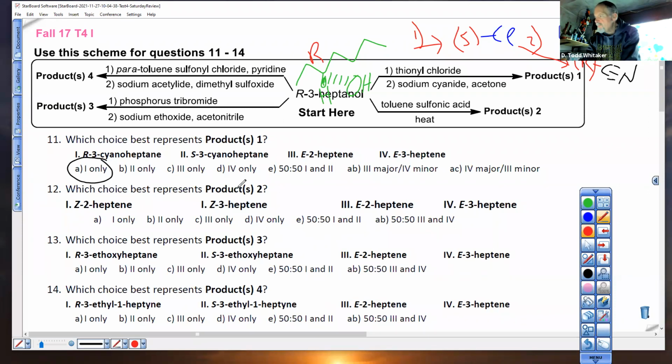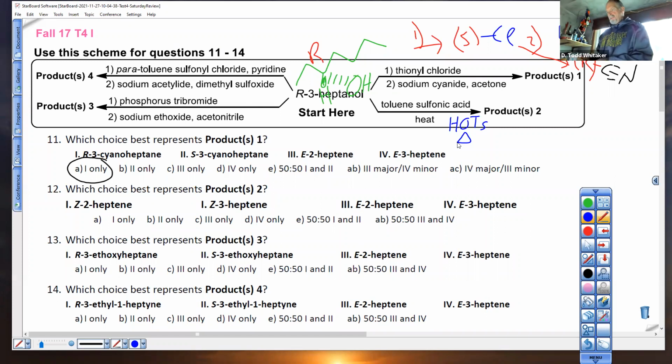Which choice represents product 2? This is hots and heat. Hot, I like that. I'm sorry, you've got to put up with me sometimes. Hots and heat is hot. Hey, this is the conditions for the acid catalyzed dehydration of an alcohol. Wow.